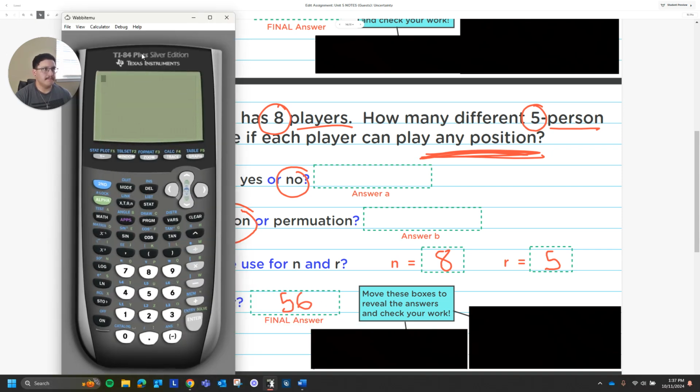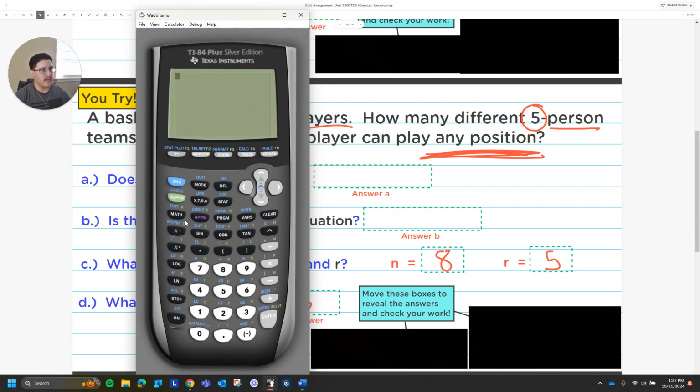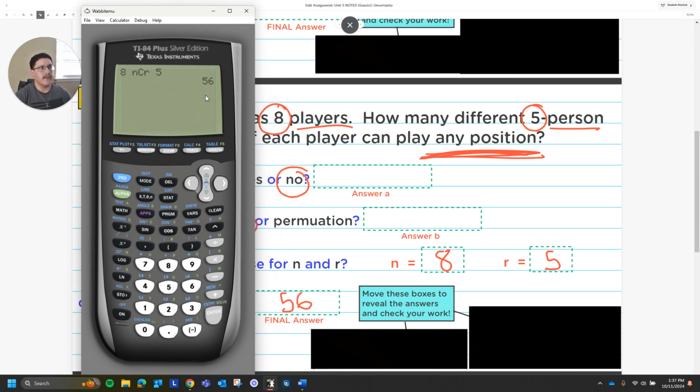TI-84, for combinations, we have to put the N value first, so 8, and then math, right to PRB. Option 3 for combinations. And then for the R value, we need to choose 5, and then we'll get the same answer, 56. There's 56 unique ways, if order does not matter, to make a 5-player team from 8 players.